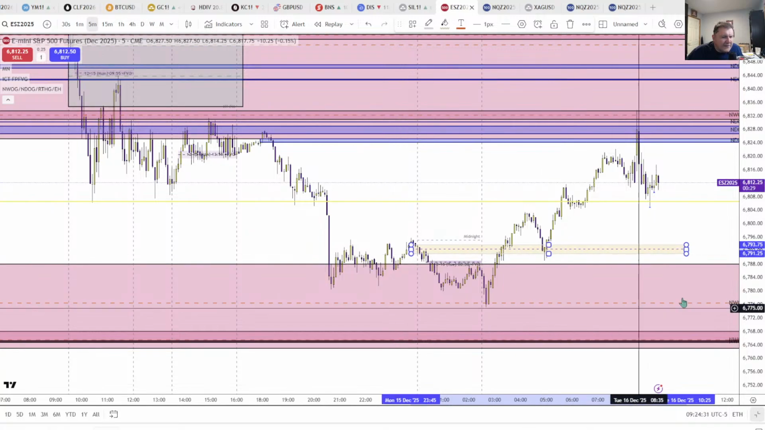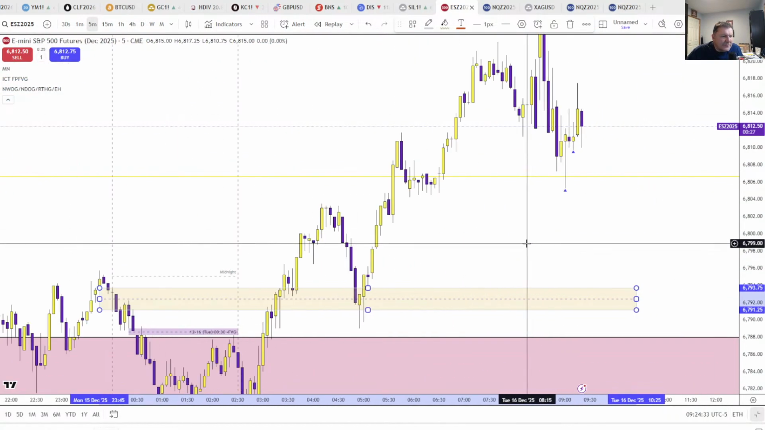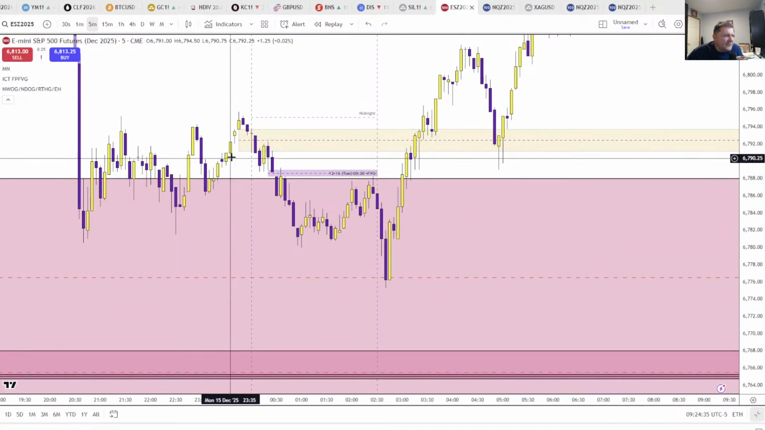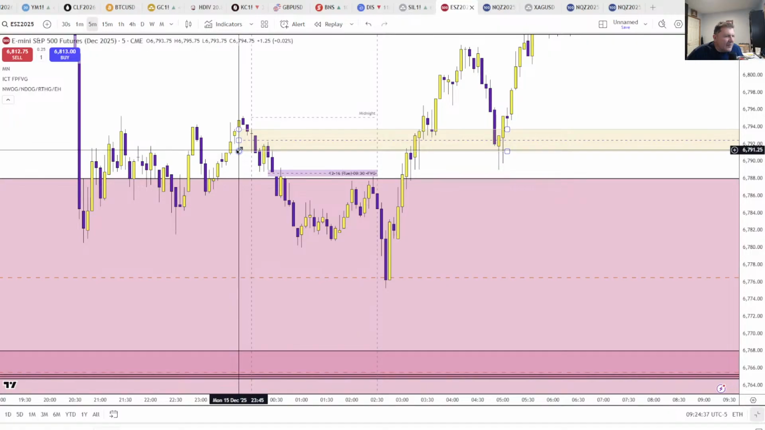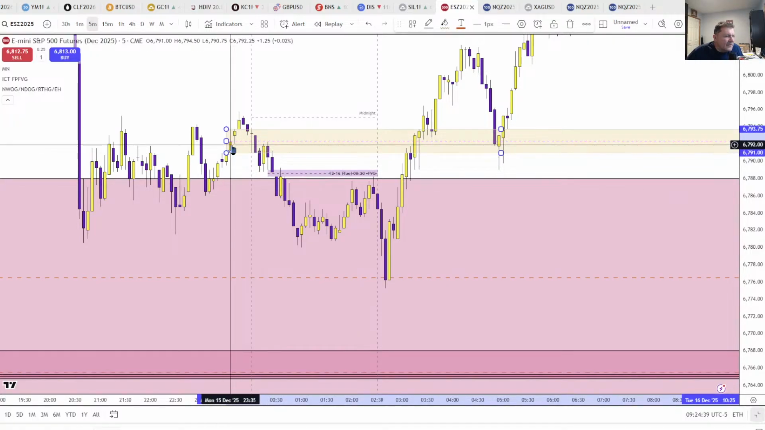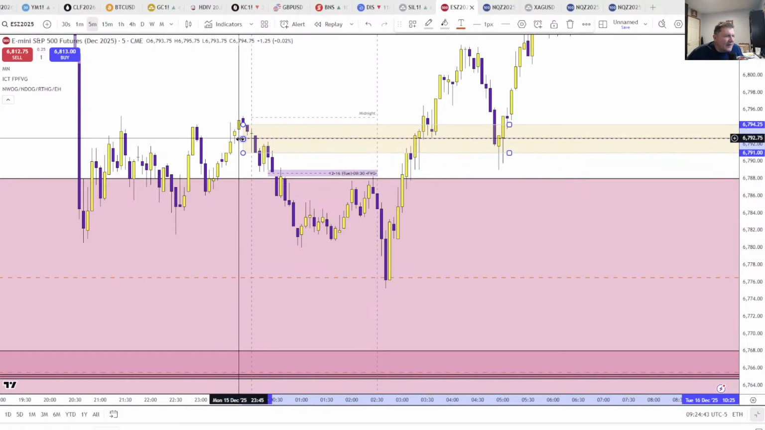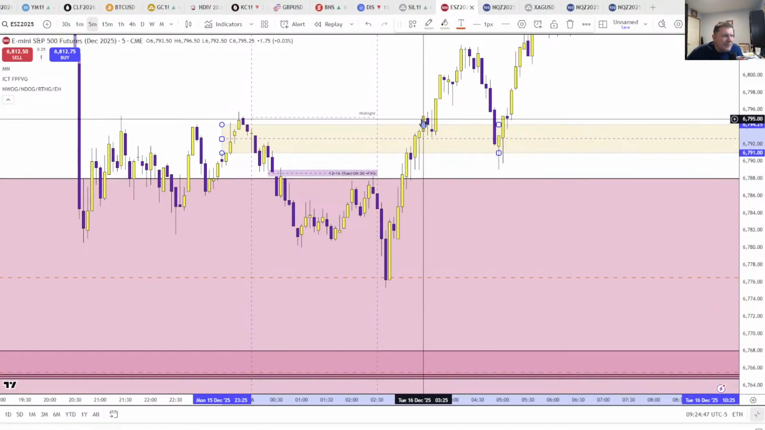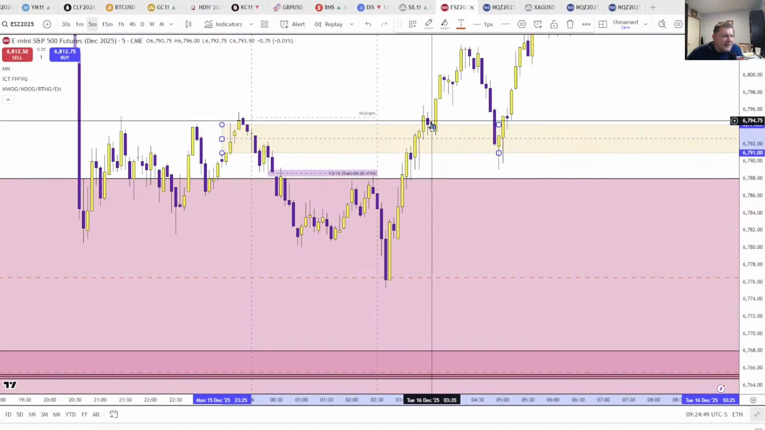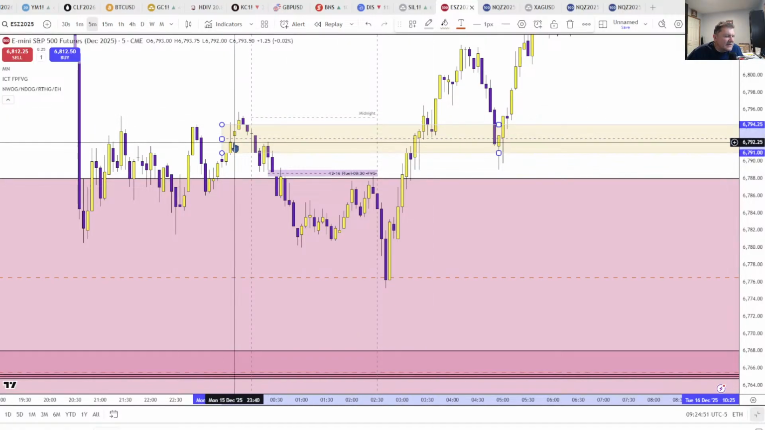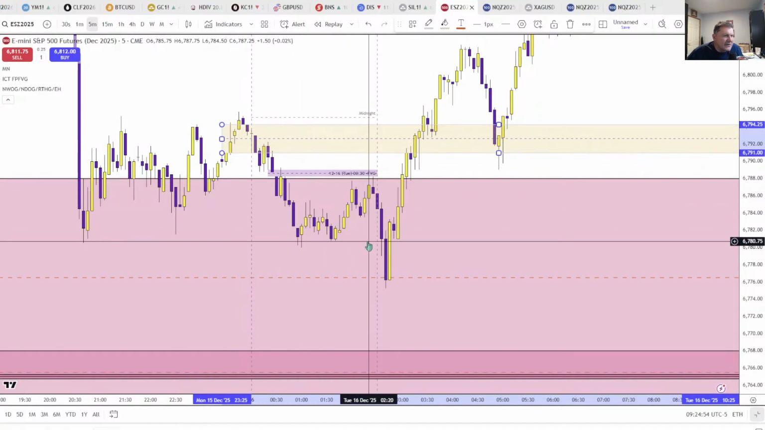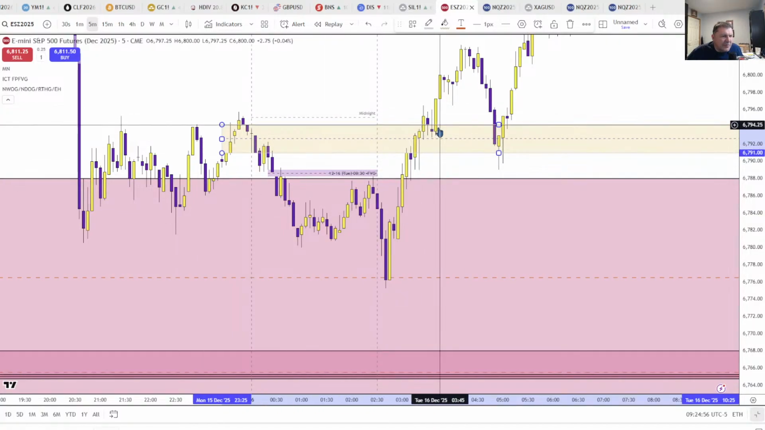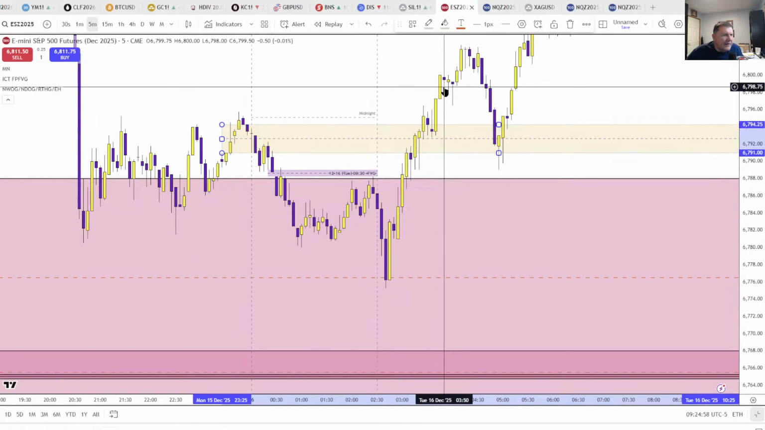So I'm tagging that little guy. Let me draw this bigger so you guys don't have to worry about your screen. So I'm tagging this little box right here. See that imbalance, imbalance, imbalance? I'm including all of this up inside that. So when we break up, when we break the high, you want to see it come back, tag this box, that's the premium inside that range. The premium box is broken, we tag it, and we go higher.